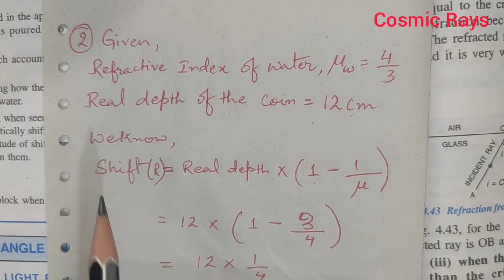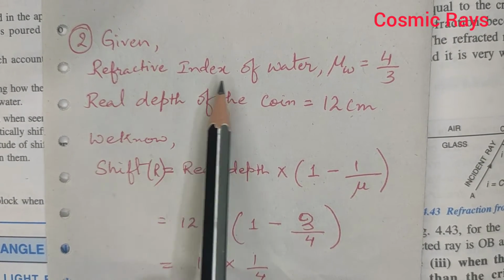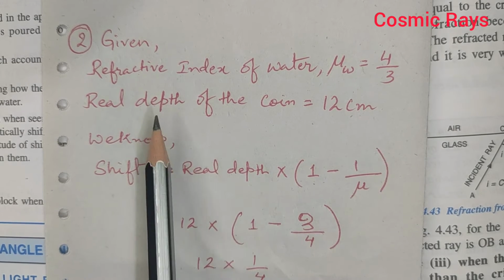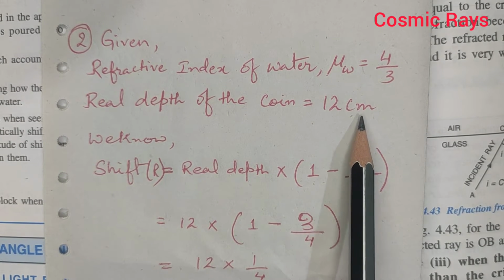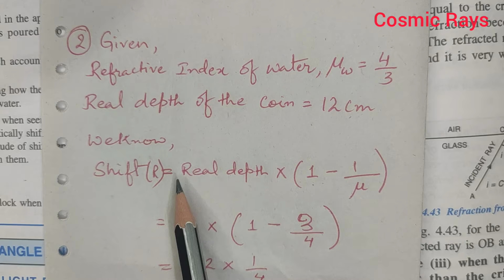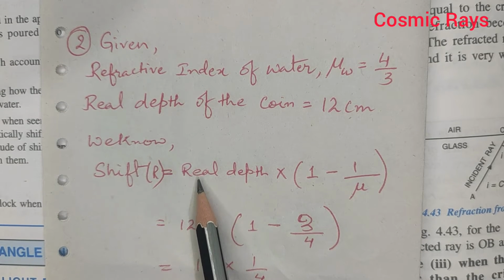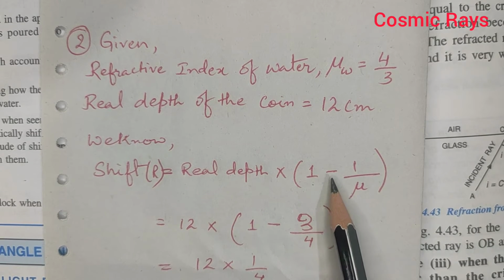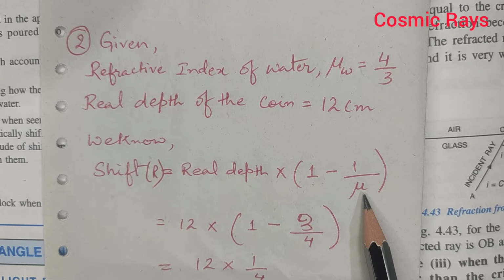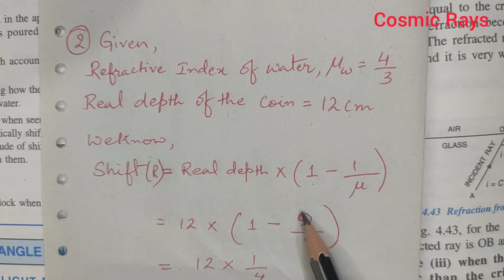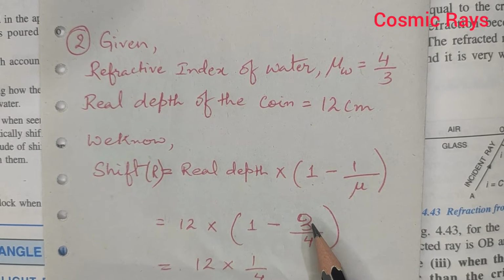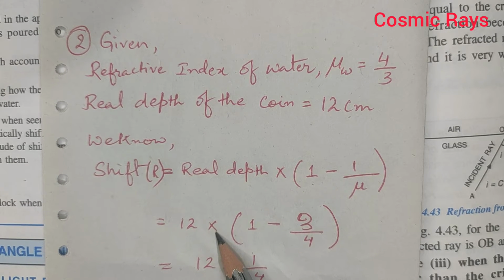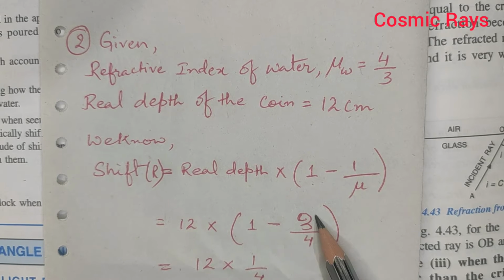So here we have written the given things. Refractive index of water is 4/3. Real depth of the coin is 12 centimeter. So we know that shift is equal to real depth multiplied by 1 minus 1 by refractive index. So refractive index is 4/3. So when we write it here in the denominator, it reciprocates and we can write it as 3/4. So real depth is 12 multiplied by 1 minus 3/4.